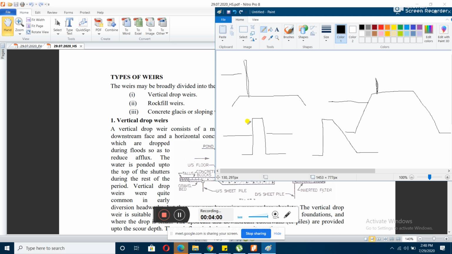Because previously only the vertical one was being made, but after that this has become obsolete, because there is hydraulic jump during the rainy season. There is hydraulic jump like this happening. So due to this gradient, the shock is being absorbed by this wall. If it was vertical, then the water would have directly fallen. In this case, the water falls like this. So this floor gets cracked due to the sudden impact of water.